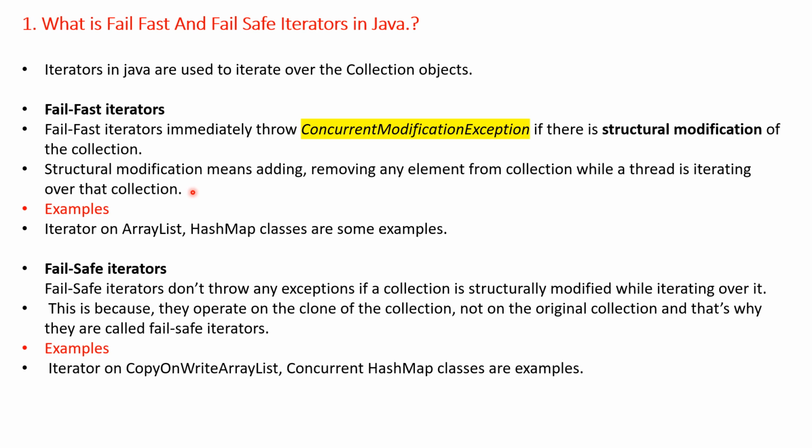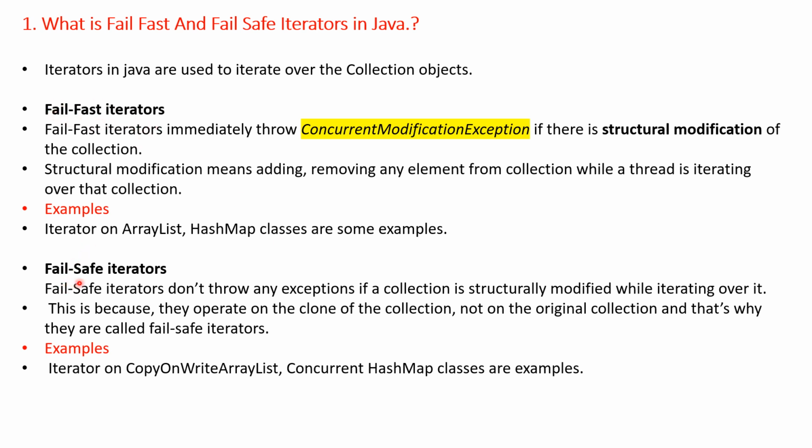So the collection is already there, whatever it is having, we are iterating over it. At the same time, concurrently we are doing some other task on it. So at that time, this iterator will throw us the concurrent modification exception, and that is called a structural modification. We can see that in ArrayList and HashMap classes. These are some of the examples of fail fast iterators.